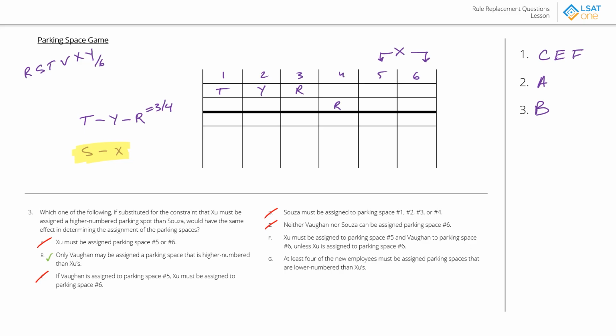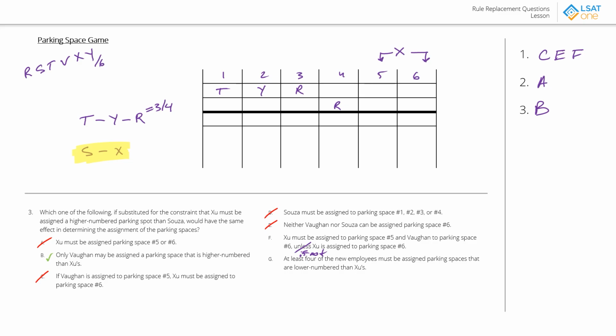Next, answer choice F: X must be assigned to 5 and V in 6 unless X is in 6. So this one's a bit of a messy one, but you'll notice that this does end up working, because this is basically saying that if we don't, again, we can do an if-not here. This is saying that if we don't have X in 6, then you're going to have X in 5 and V in 6. So this basically just gives you 2 possibilities.